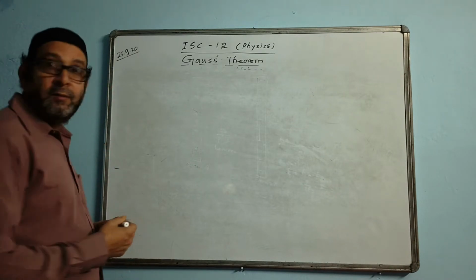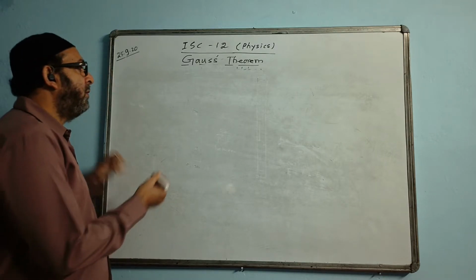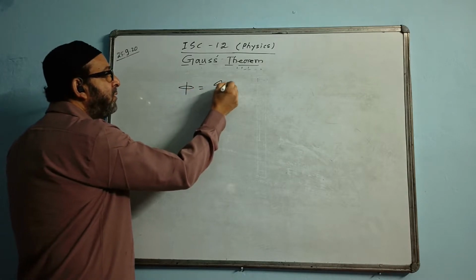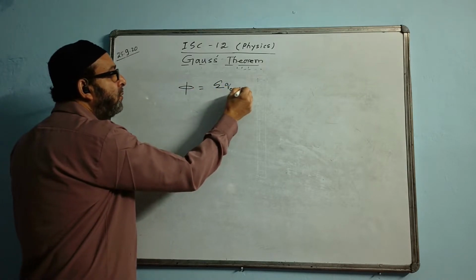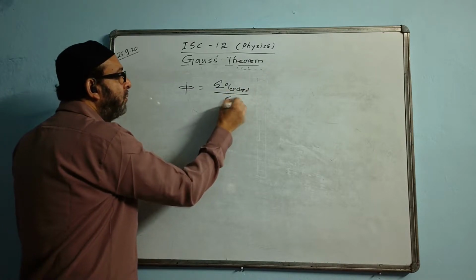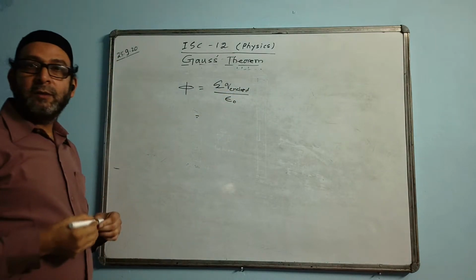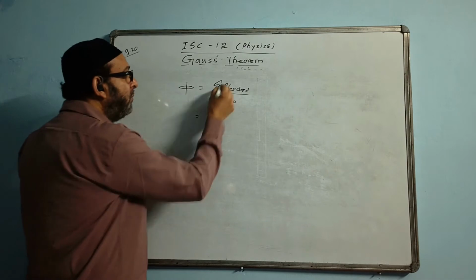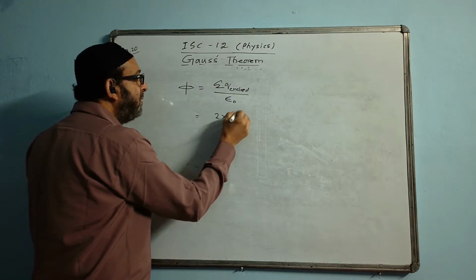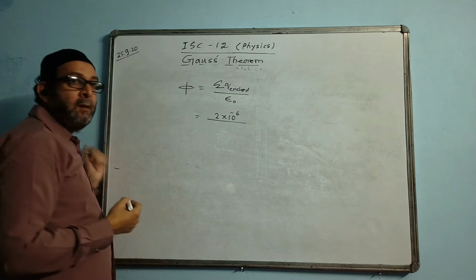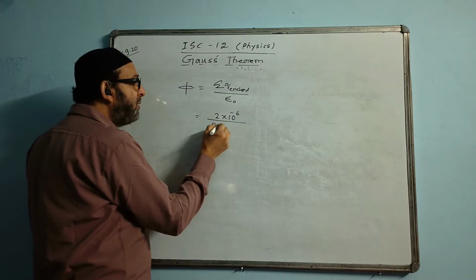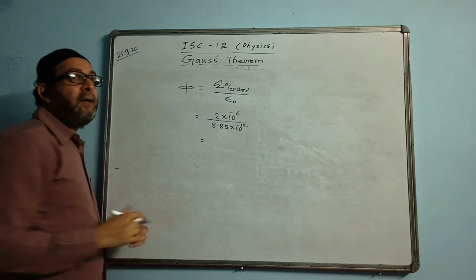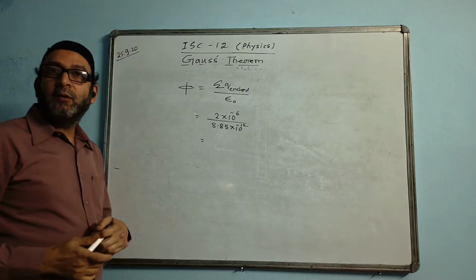Now how to do it? We know the net flux formula: summation Q enclosed by epsilon naught. We will use that formula, the Gauss theorem. The total charge enclosed by the surface is given as 2 microcoulombs. So here we will have 2 into 10 to the power minus 6, since micro means 10 to the minus 6. Now we put the epsilon naught value, which is 8.85 into 10 to the power of minus 12. This value may be available in the question paper on the last page.